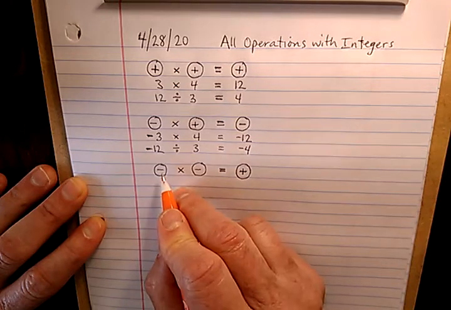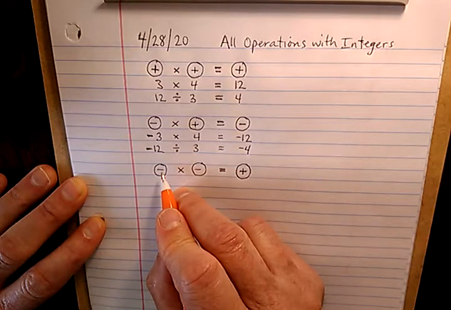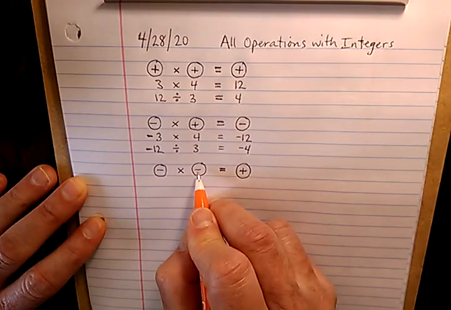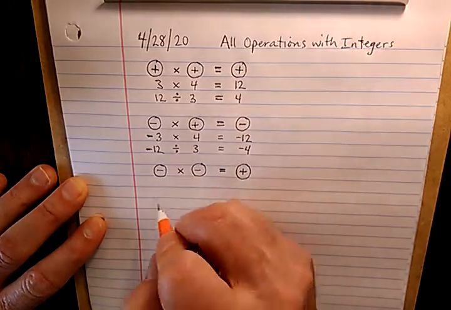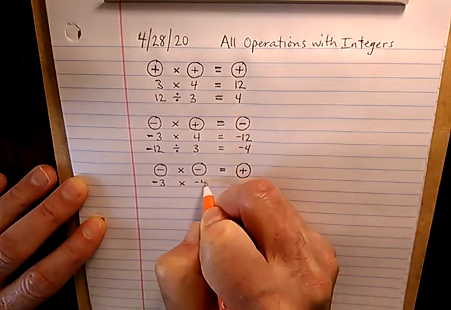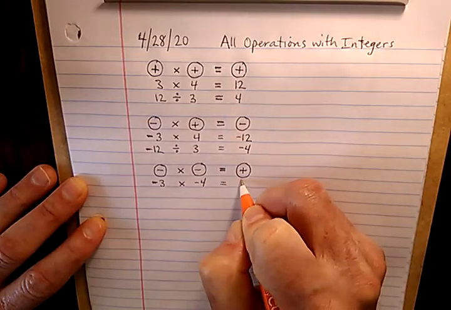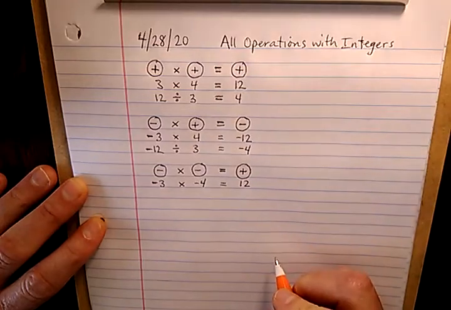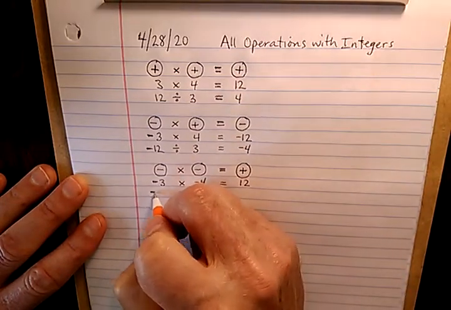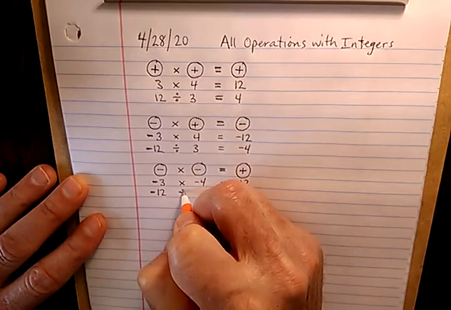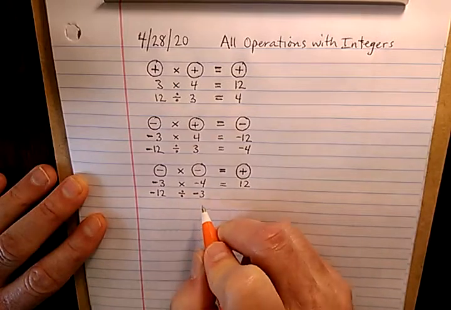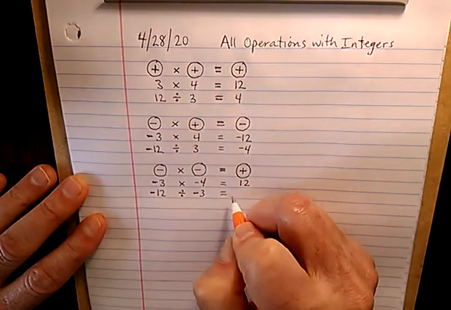Every time you multiply by a negative, it makes you go the opposite way. So if we go to the negative side and then we multiply by another negative, it makes us go to the positive side. So a negative 3 times a negative 4 equals a positive 12. And again, it works like that for division too. Negative 12 divided by negative 3, a negative divided by negative equals a positive.